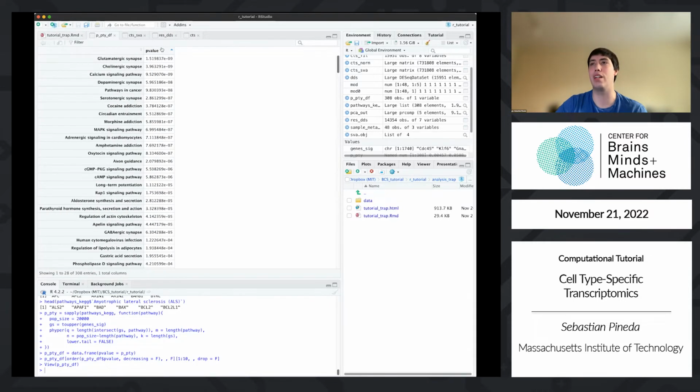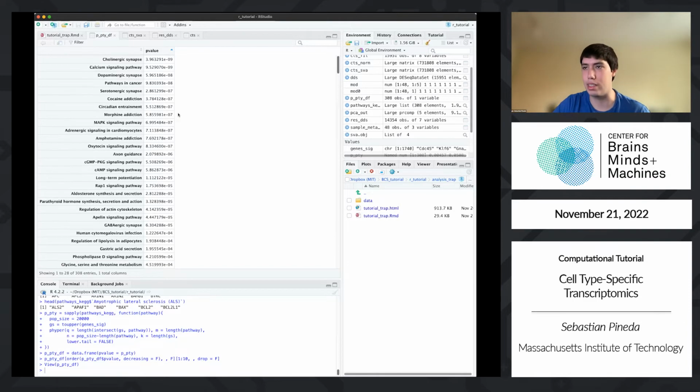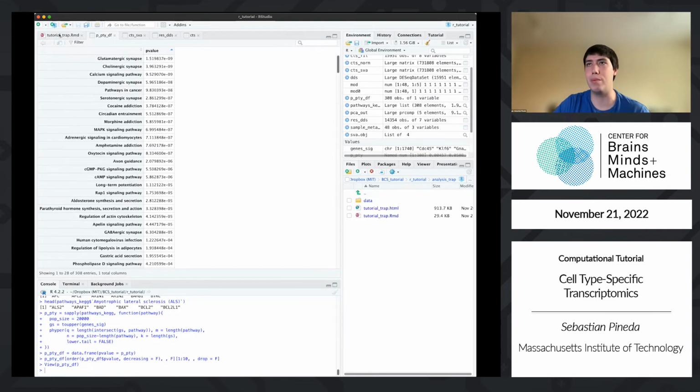So if we sort by p-value, all our top hits are these different types of synapses. Things like axon guidance, things like circadian entrainment, mostly synaptic terms. And we know that this is accurate. This has been validated before. So that's just a manual way of doing it.